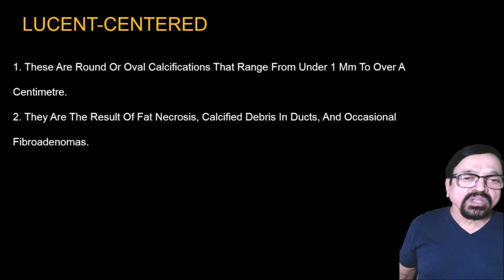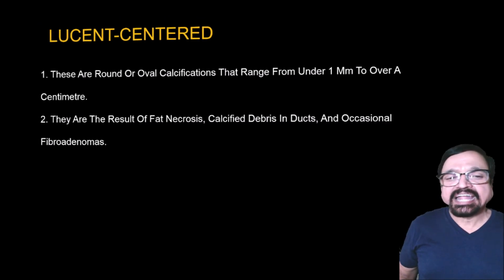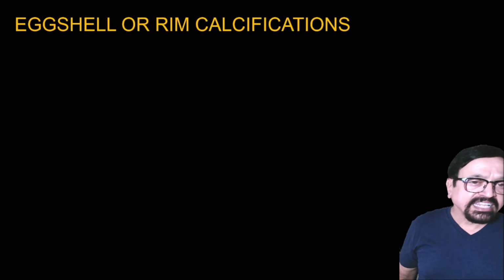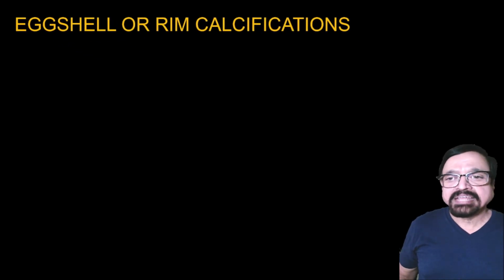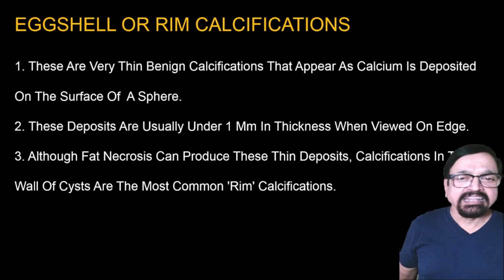These are round or oval calcifications that range from under 1 millimeter to over a centimeter. They are the result of fat necrosis, calcified debris in ducts, and occasionally fibroadenomas. Then there are the eggshell or rim calcifications. These are very thin benign calcifications that appear as calcium is deposited on the surface of a sphere.